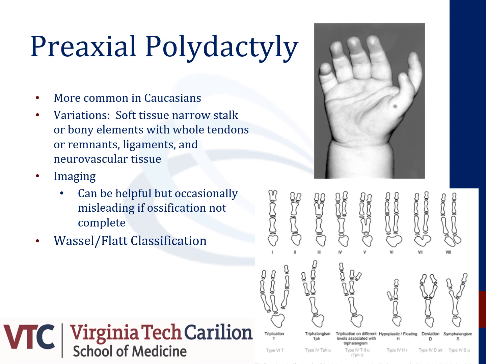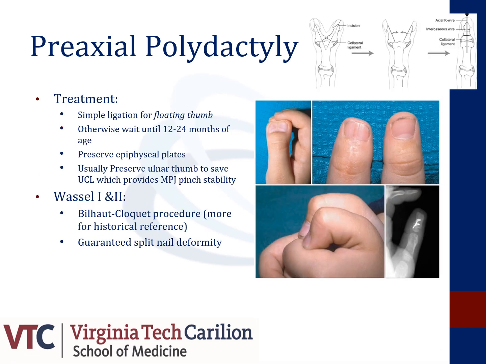The type 4 is the most common level of duplication, and this involves duplication of the distal and proximal phalanges in a single metacarpal. Type 7 is the most complex and requires at least one triphalangeal thumb to be present. Treatment is pursued after 12 to 24 months of age.